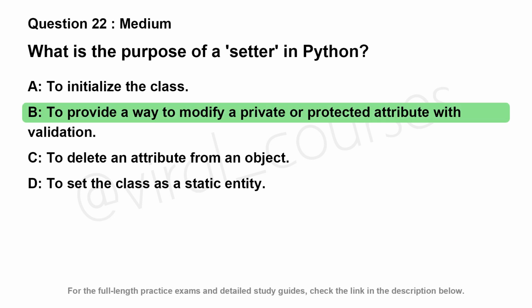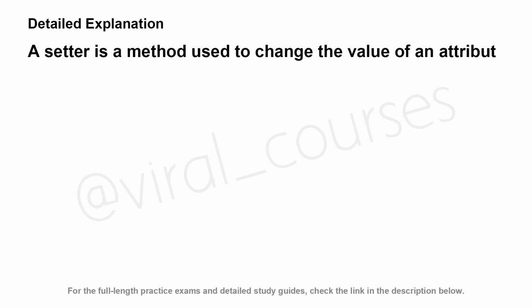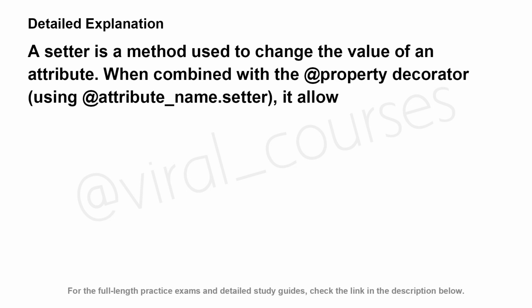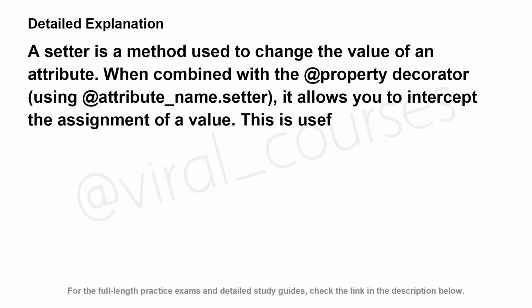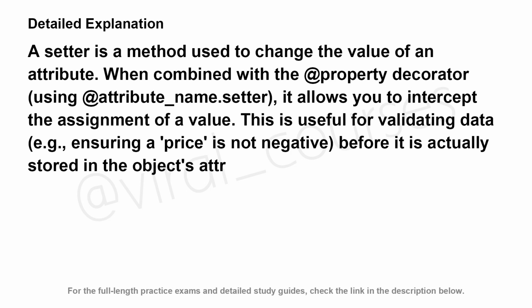The correct answer is B. A setter is a method used to change the value of an attribute. When combined with the @property decorator, using @attribute_name.setter, it allows you to intercept the assignment of a value. This is useful for validating data, for example ensuring a price is not negative before it is actually stored in the object's attribute.